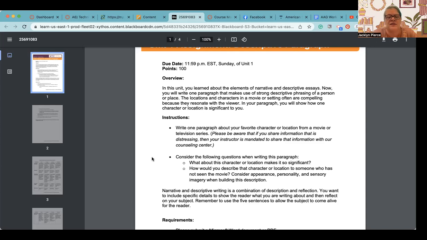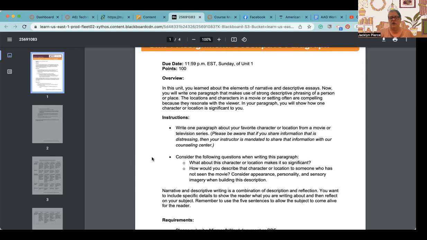And this doesn't necessarily apply with this, but this is something you should be aware of with writing. Please be aware that if you share information that is distressing, then your instructor is mandated to share that information with our counseling center. So for example, if you did write about a character that commits suicide, that might be a red flag that, oh my gosh, are you struggling with that? So just be careful.